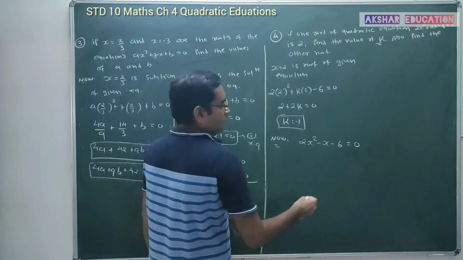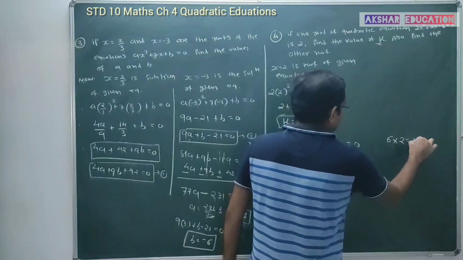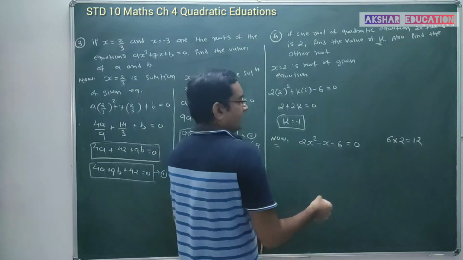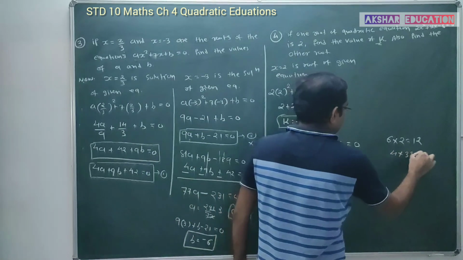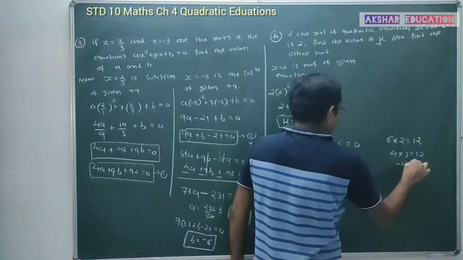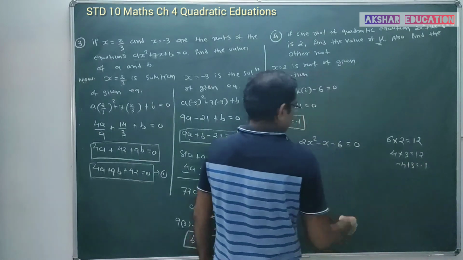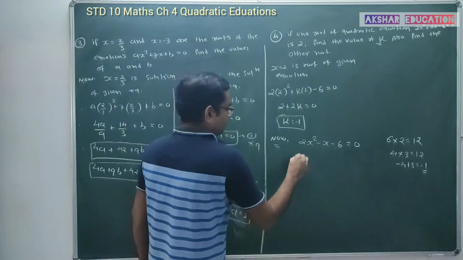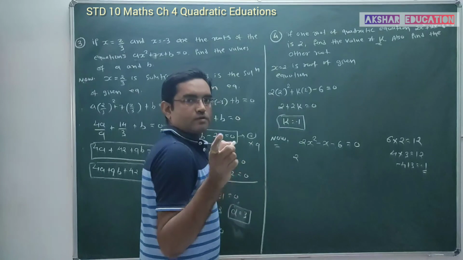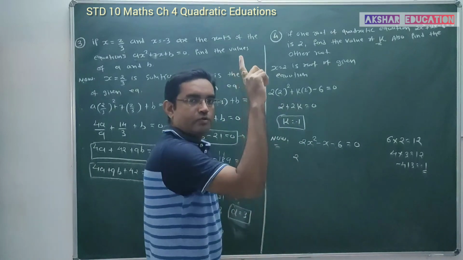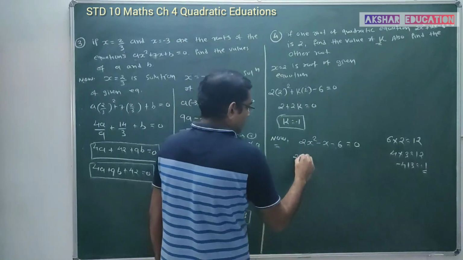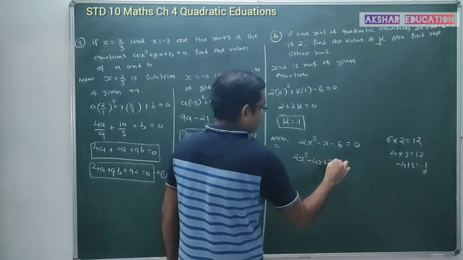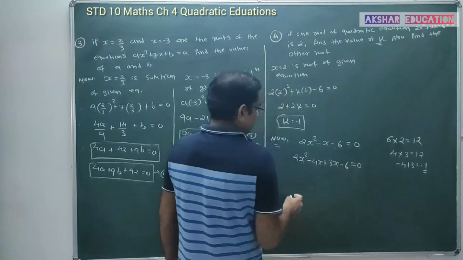6 2s are 12. So you have to find the factors of 12 whose difference is minus 1. So factors of 12, 4 3s are 12, and whose difference is, minus 4 plus 3 is minus 1. So here you can split this minus x as minus 4x plus 3x. This is the concept of standard 8. Watch those videos of standard 8 also. So 2x square minus 4x plus 3x minus 6 equal to 0.